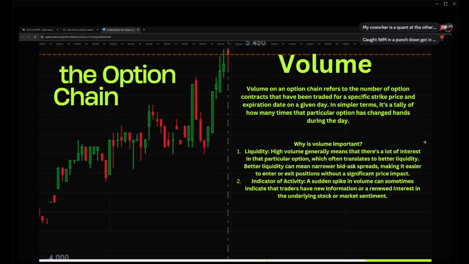Volume. Volume on an option contract refers to the number of option contracts that have been traded for a specific strike price and expiration date on a given day. In simpler terms, it's a tally of how many times that particular option has changed hands. Why is this important? Liquidity. Higher volume options generally mean there is a lot more interest in that particular option, which often translates to better liquidity. Better liquidity can mean narrower bid-ask spreads, making it easier to enter and exit positions without a significant price impact. Indicator of activity: a sudden spike in volume can sometimes indicate that traders have new information or renewed interest in an underlying stock or market sentiment.